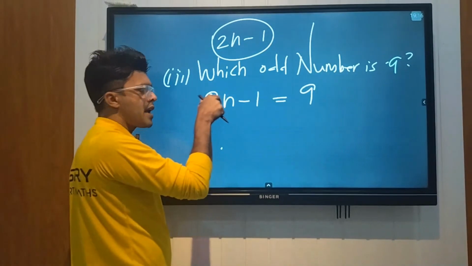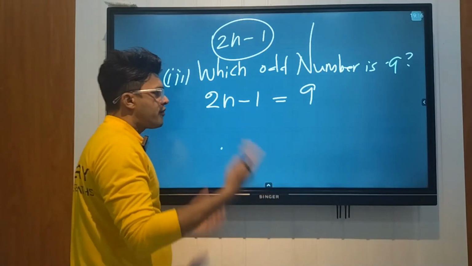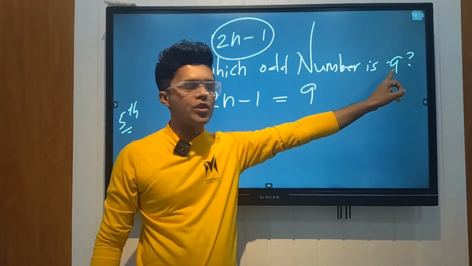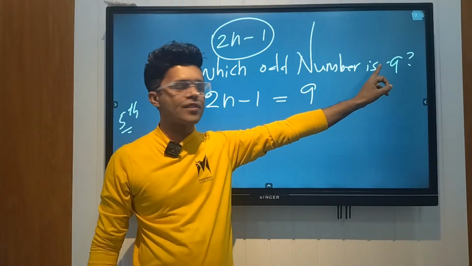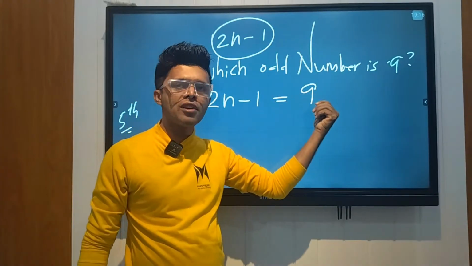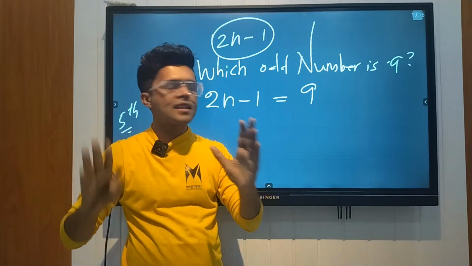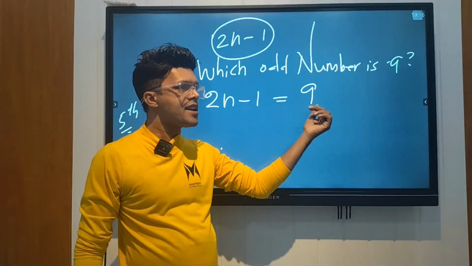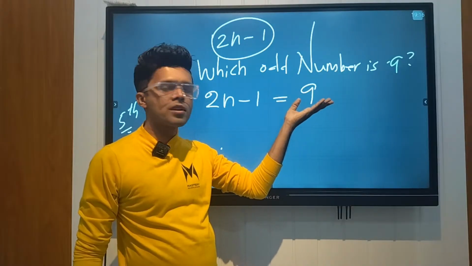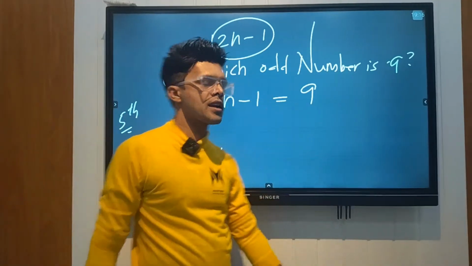Then we need to set up an equation, writing 2n minus 1 equals 9. If you want to get which odd number is 11, you just write 11 here instead of 9. So you could write 2n minus 1 equals 11. If you want to get which odd number is 15, then you need to write 15 here. Right now, we are getting which odd number is 9. So we set up this equation: 2n minus 1 equals 9.